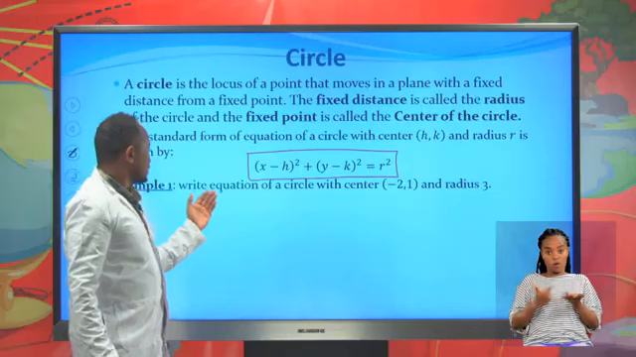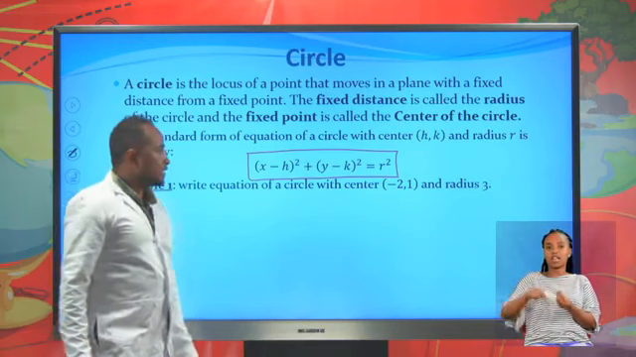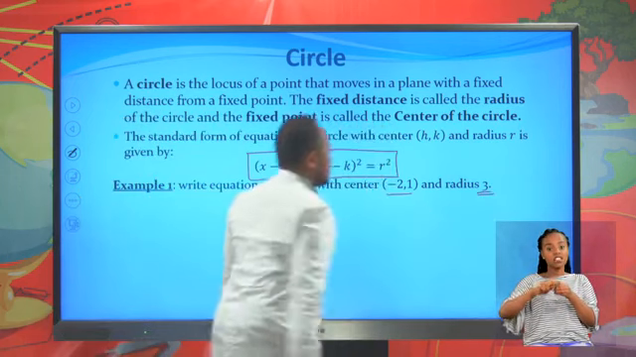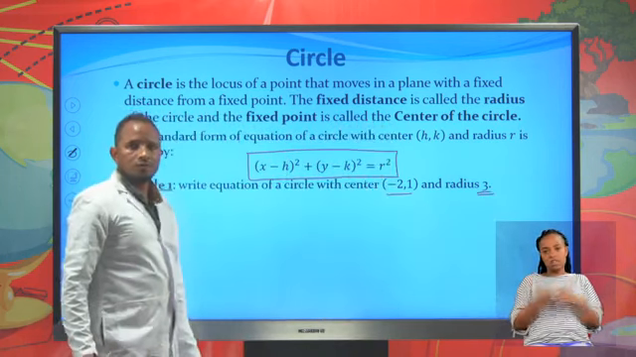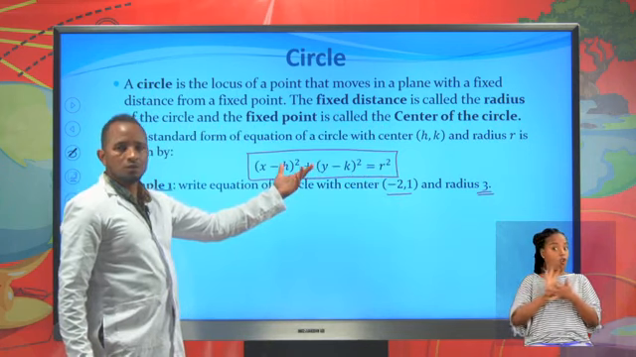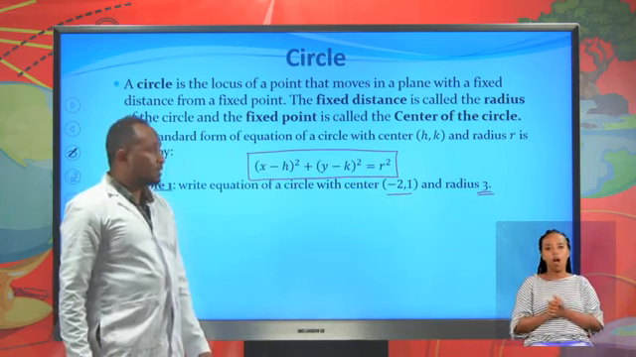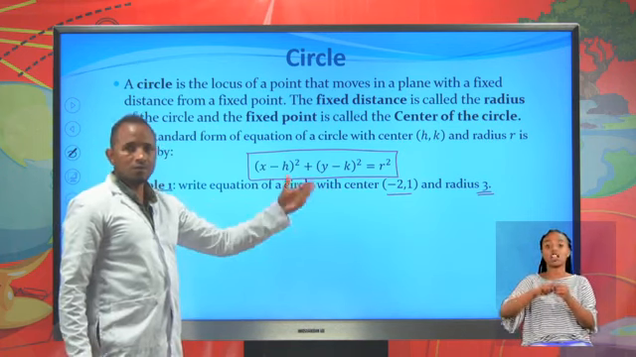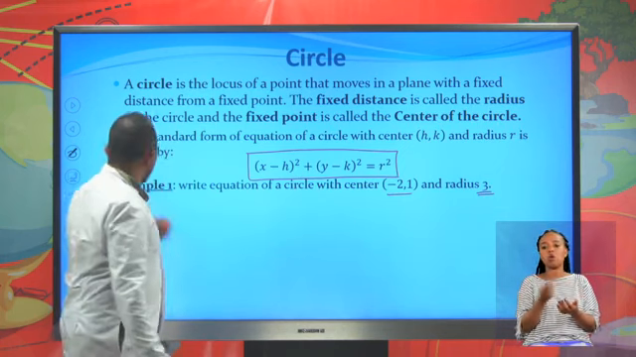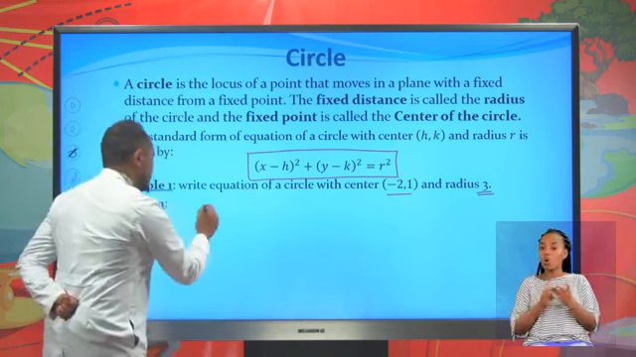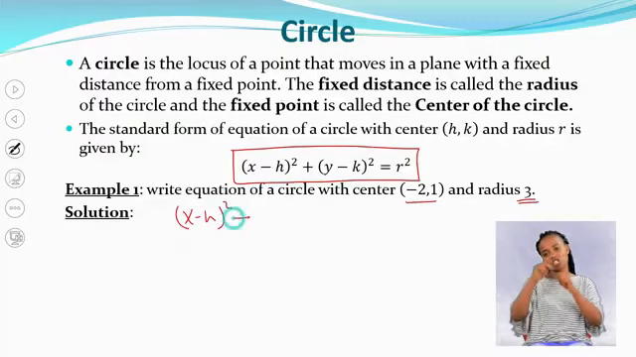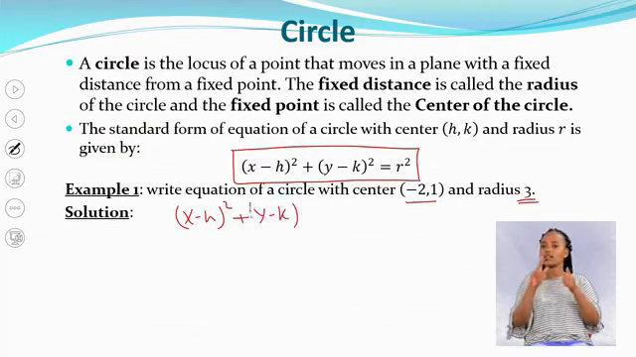Now here, write the equation of a circle with center minus 2 comma 1 and radius 3. To write the equation of this circle, we have the formula, so you can apply it. To write the equation of a circle, we always need to find the center and radius. But here, both the center and the radius are given. So the solution will be: the equation is in this form, (x minus h) the whole squared plus (y minus k) the whole squared equals r squared.